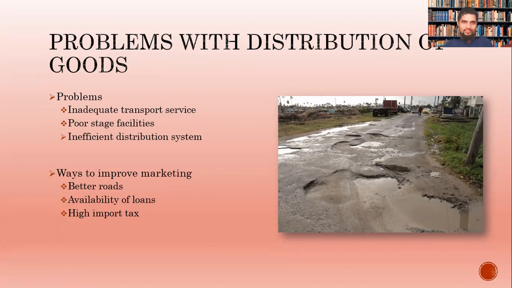Poor storage facility. Some products require cold storage, and that's quite expensive, so it might not be easy for small farmers especially to afford the type of storage facility that is needed. Inefficient distribution system. There isn't a proper channel to distribute the items, so the producers may produce large quantity, but if there are not enough wholesalers and retailers to distribute the produce that they are producing, well, then you will have a problem there.